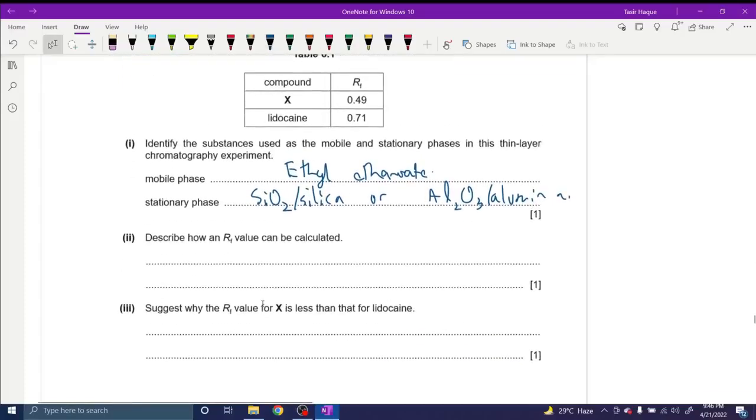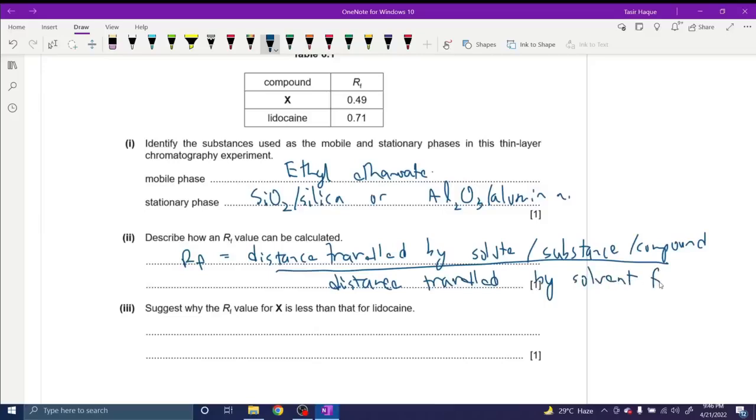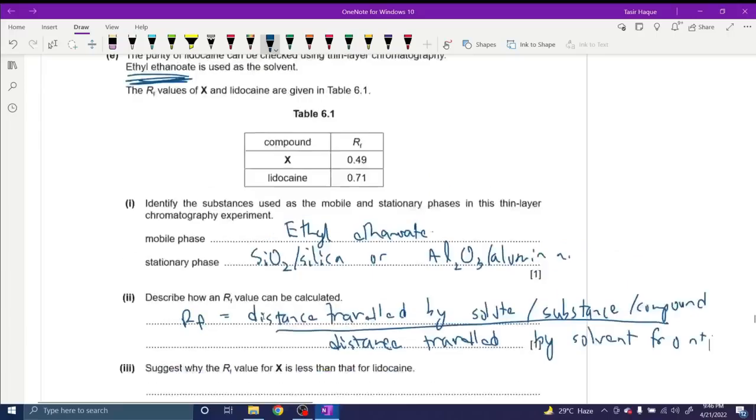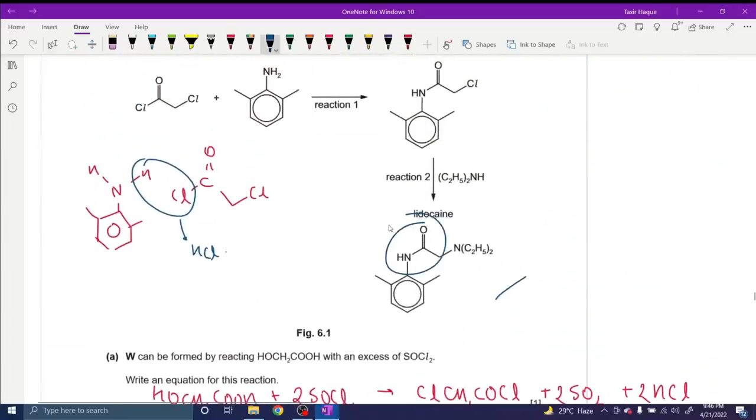Interesting. So you should write this properly. RF is the distance traveled by the solute, substance, compound or component divided by the distance traveled by the solvent front. Now, suggest why the RF value of X is less than that of lidocaine. So guys, think about lidocaine. This is lidocaine. It is quite polar. It has a polar group.